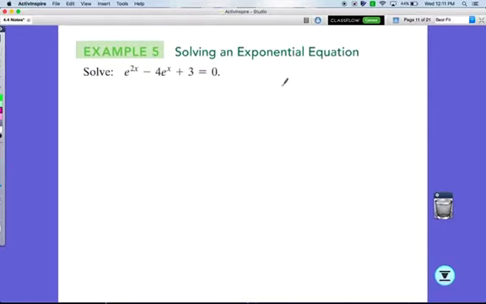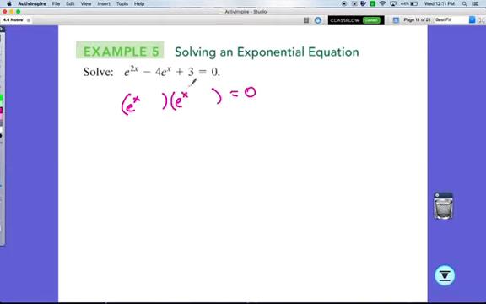All right, example 5. We have something that we've talked about somewhat before. This is quadratic in form. We have e to the 2x and e to the x in the middle. So this is going to factor out like a quadratic, hopefully. But instead of having x and x, we're going to have e to the x. So we'll have e to the x and e to the x.